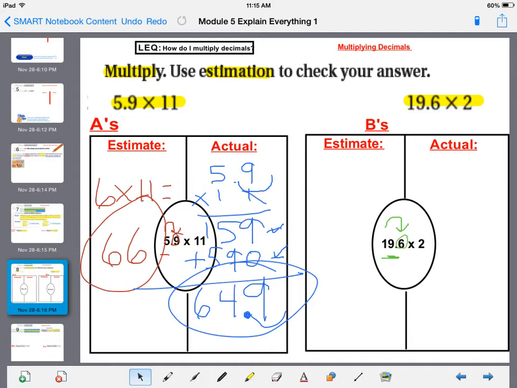Well, he's 5 or more, so the 19 and 6/10 becomes 20, and I'll leave the 2 the same. So 20 times 2 is 40. My estimate is going to be 40, so my actual answer should be very close to that.